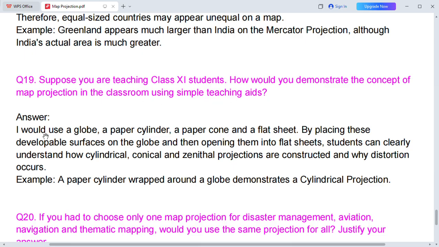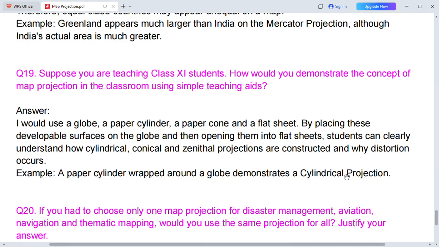So I would use a globe, a paper cylinder, a paper cone and a flat sheet. By placing these developable surfaces on the globe and then opening them into flat sheets, students can clearly understand how cylindrical, conical and zenithal projections are constructed and why distortion occurs. For example, a paper cylinder wrapped around a globe demonstrates a cylindrical projection.